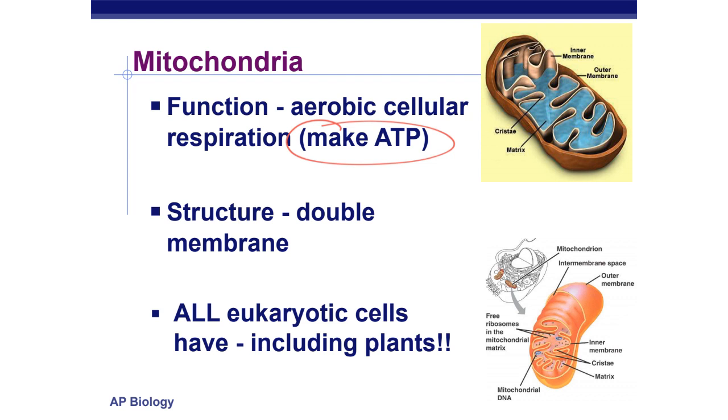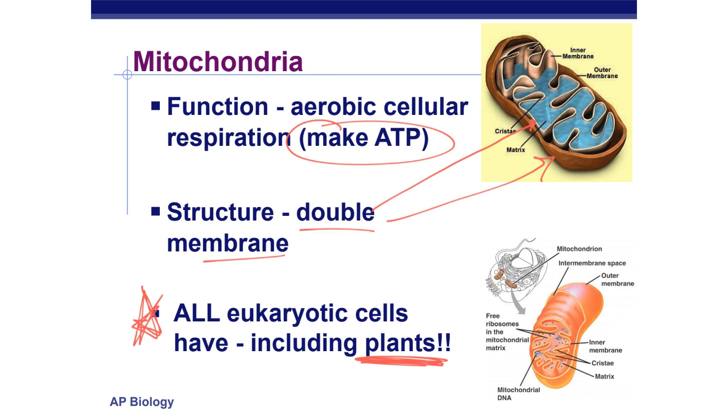A mitochondria has a little bit different structure. It's actually a double membrane structure. You can see how it has one outer membrane and then it has a second inner membrane. This is a prime example of needing those extra membranes to do certain chemical reactions. Okay. One of the key things we need to remember about a mitochondria is that every single eukaryotic cell has one, including a plant.